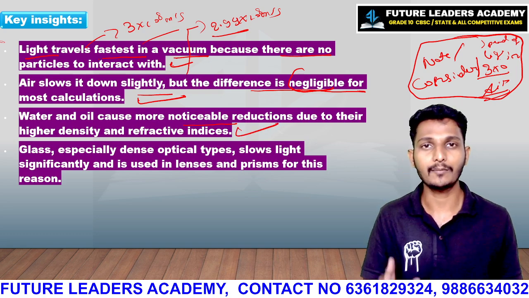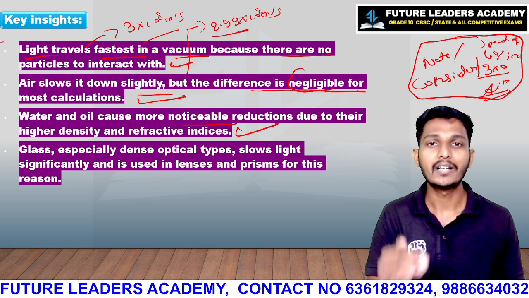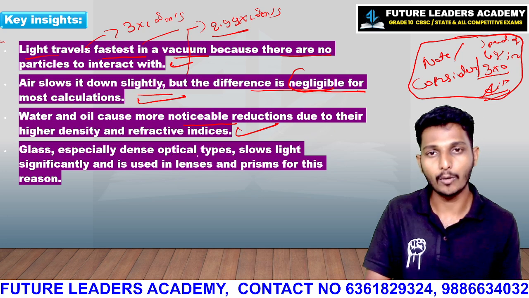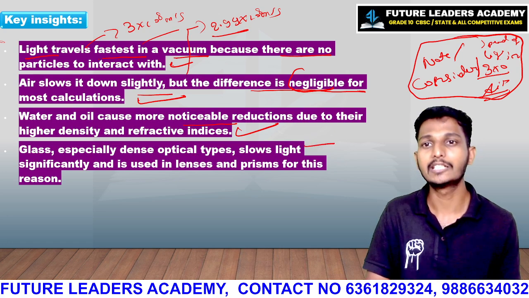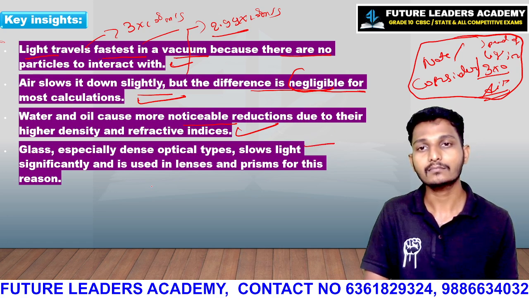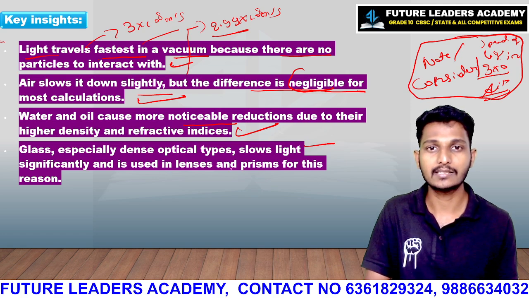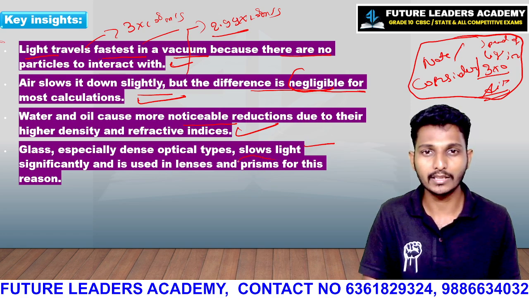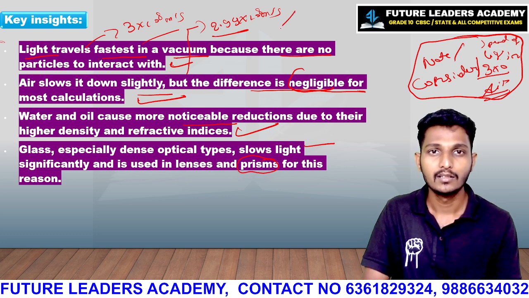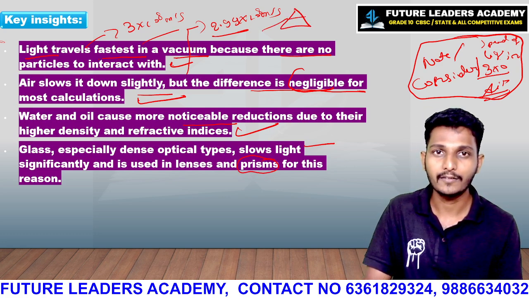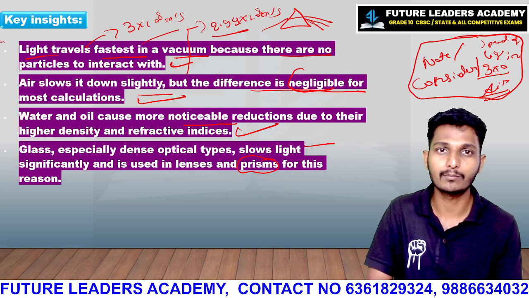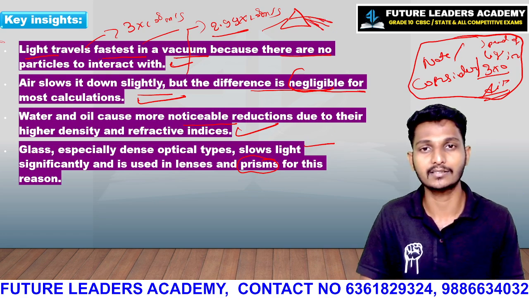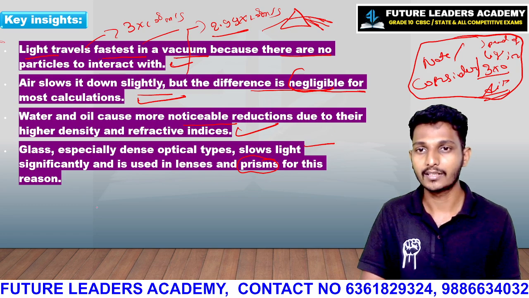Because of the density and the refractive indices, the speed will be reduced. Please remember, glass, especially dense optical glass, slows the light significantly, and it is used in lenses and prisms. That is a prism, Newton's prism, you know very well. Newton's prism refracts the light ray into 7 colors, the rainbow colors. That is VIBGYOR, the next topic, we will discuss that. Prism, for this reason.